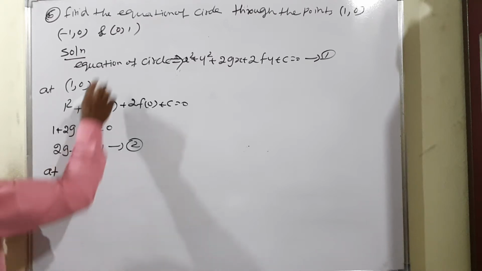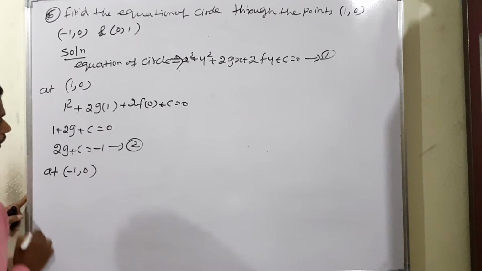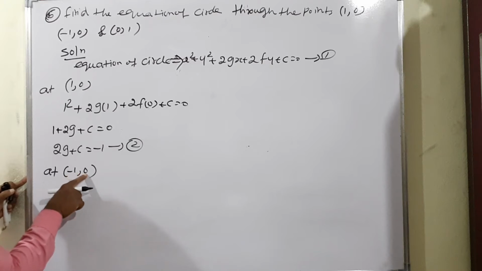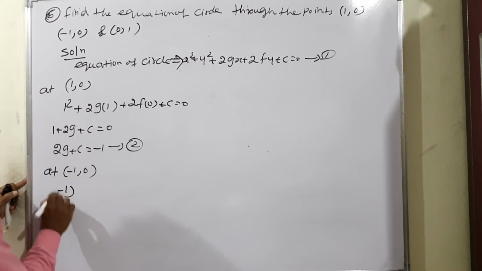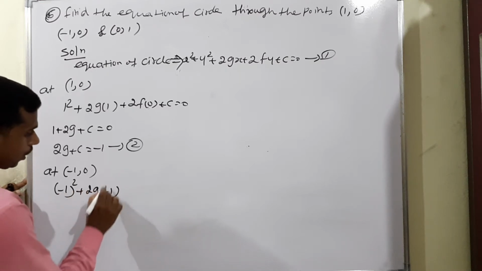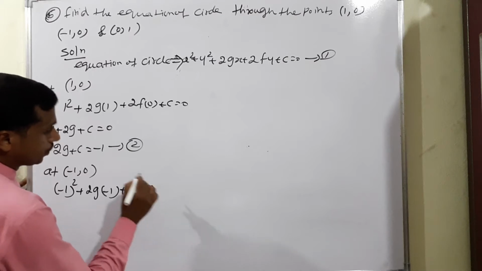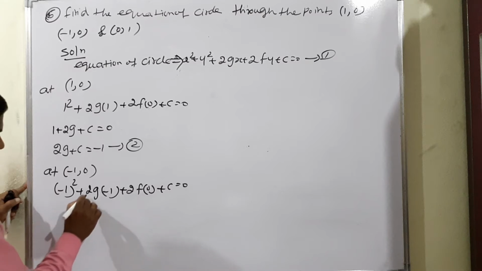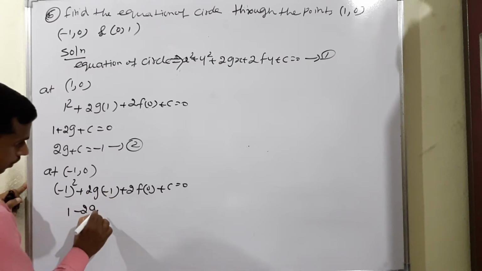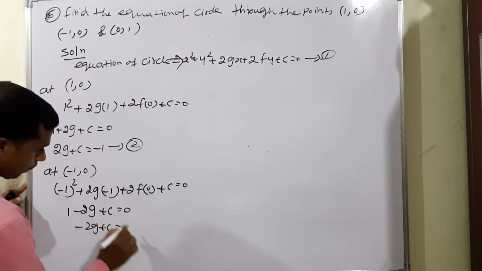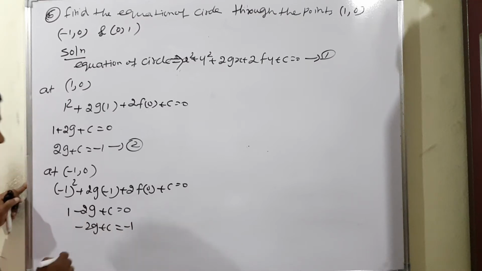Next term at minus 1, 0. So minus 1, 0 means what will happen? Instead of x we can apply minus 1, y take it for 0. Therefore, we can write it minus 1 the whole square. So, y square means 0 square, value will be 0 plus 2g into minus 1 plus 2f into 0 plus c is equal to 0. Now, minus 1 the whole square means 1, plus into minus means minus 2g, 2 into 0 means value will be 0 plus c is equal to 0. Therefore, minus 2g plus c is equal to plus 1, bring it opposite side means minus 1. This is considered for equation number 3.